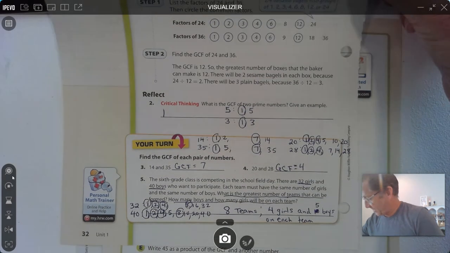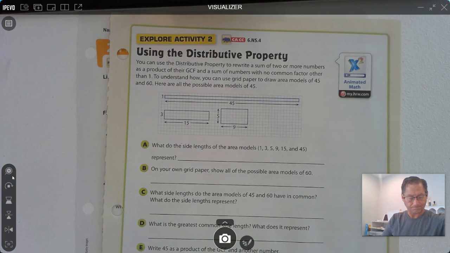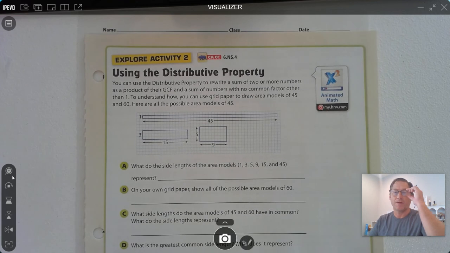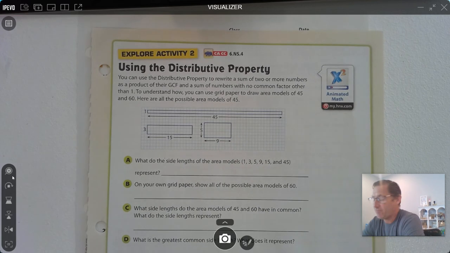All right, let's move on to page 33. Using the distributive property. We can use the distributive property to rewrite a sum of 2 or more numbers as a product of their greatest common factor and a sum of numbers with no common factor other than 1. So to understand this, we can use grid paper to draw area models of 45 and 60.